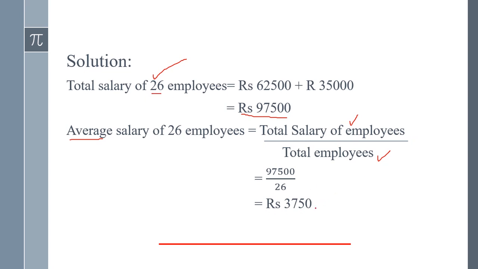So we get rupees 3,750 as the average salary of 26 employees, which includes 25 workers and one manager of the factory. So we needed to calculate the average salary of 26 employees in this question. So here is the answer for that question, which is rupees 3,750. We are done with question number 7. These are the questions which we need to do in this lecture.